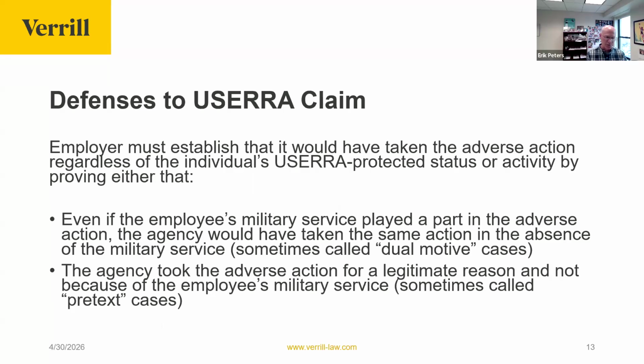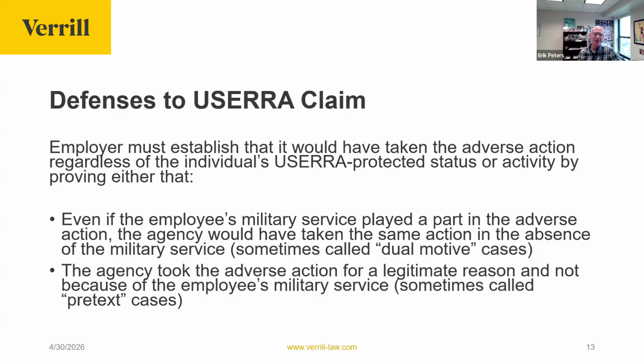All right, the two big types of defenses you see in these claims are where the employer says one of two things: I would have done this anyway, regardless of your USERRA protected status. There are two ways you can argue this. One, you argue, well, even if it played a part, I would have done this anyway, even if you weren't in the military, even if you didn't have whatever the USERRA qualifying reason is. And that's a dual motive case.